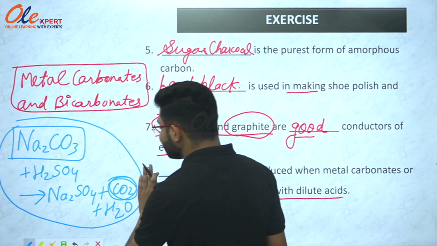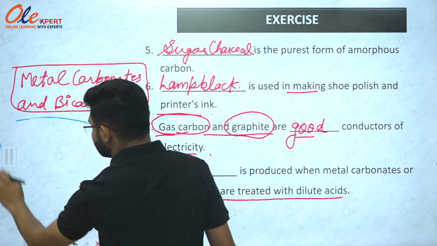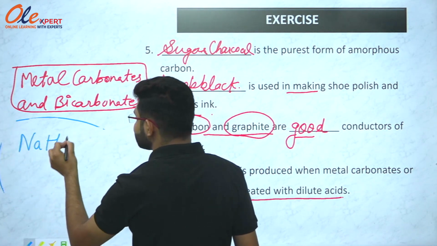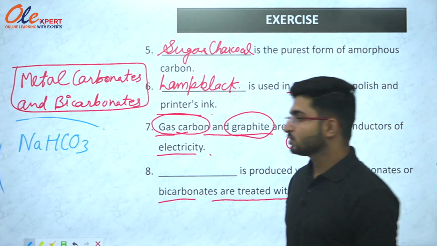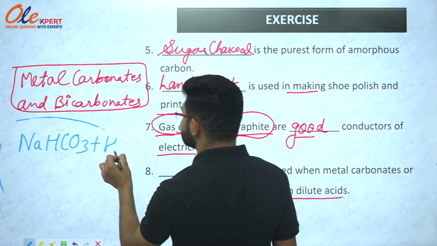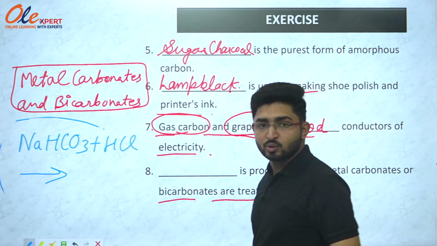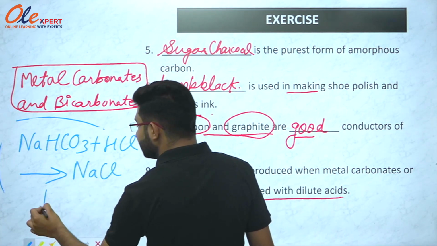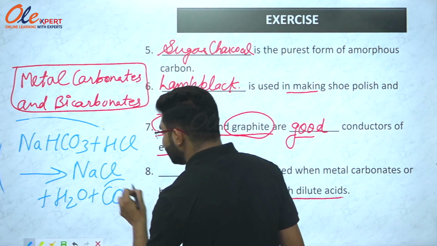Okay, and when we are talking about metal bicarbonate, we have an example for that also, NaHCO3, and when it is treated with dilute acid, we can write here HCl. HCl is a dilute acid. So when it reacts with NaHCO3, what happens? It produces NaCl plus gives H2O, that is water, and releases carbon dioxide gas.